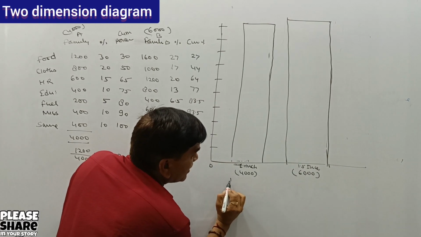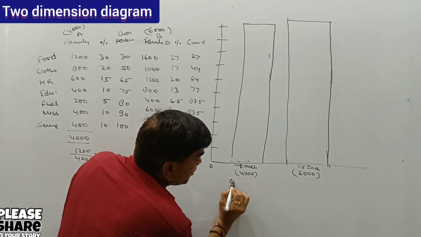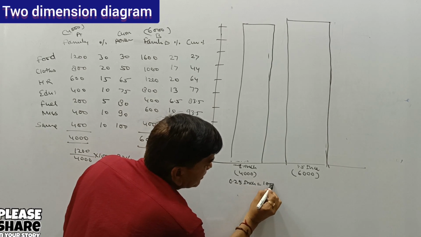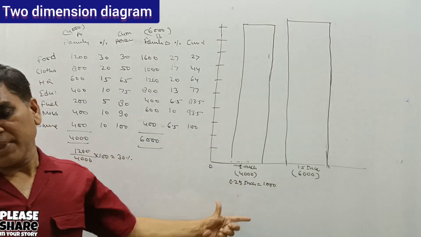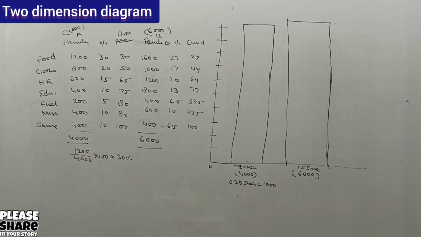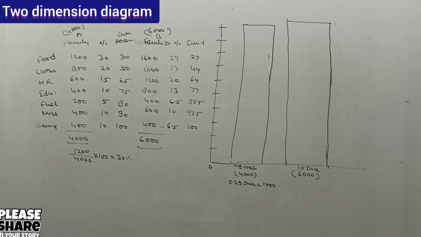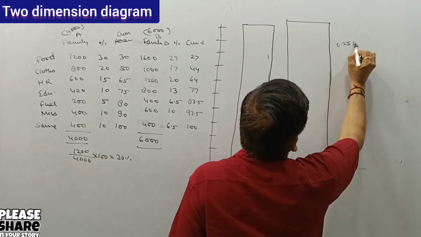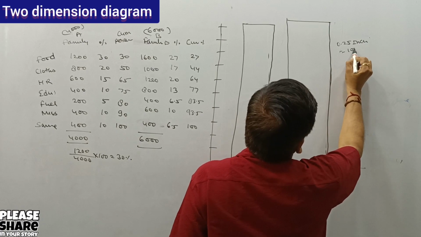It means 0.25 inch is equal to 1000. So this is a scale. 0.25 inch is equal to 1000.